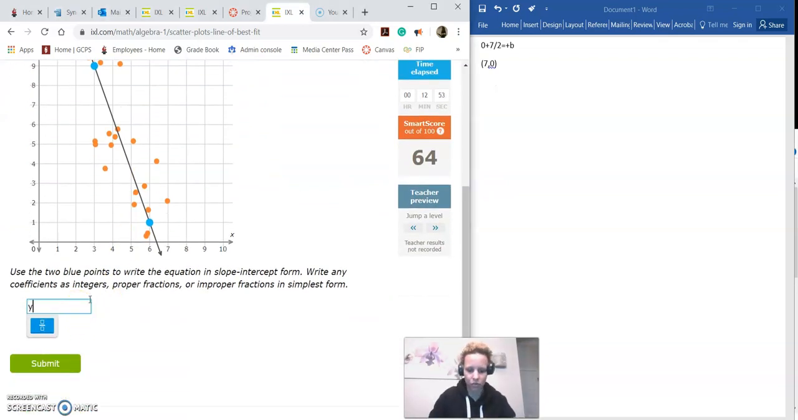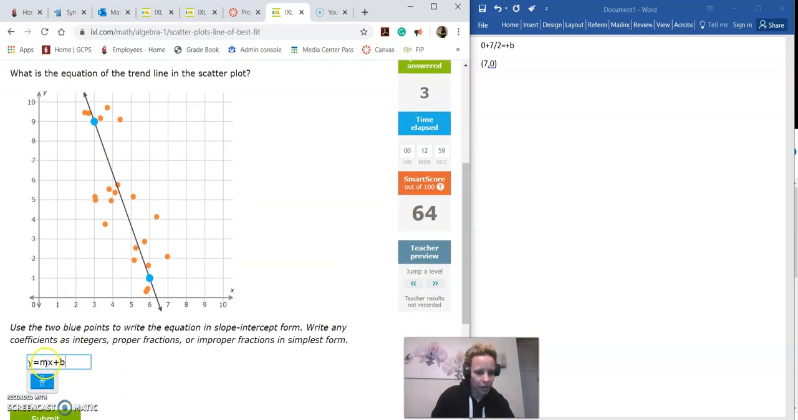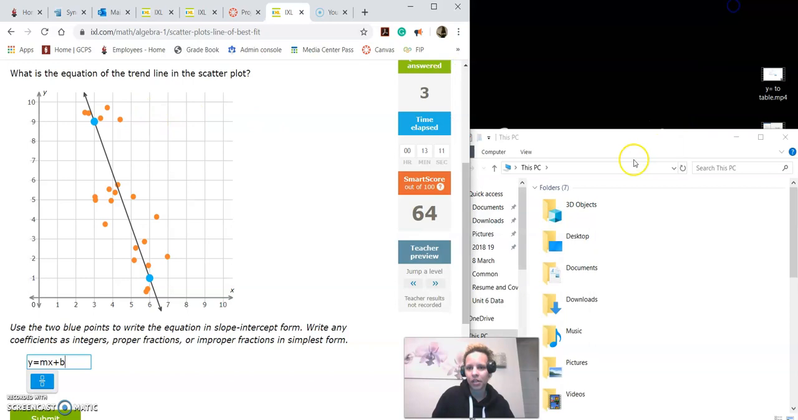So again, you start off with y equals mx plus b. All right, so find the slope. That's your m. So changing y over changing x. So rise over run. So go from the first point to the other. I'm going to rise 1, 2, 3, 4, 5, 6, 7, 8. All right, I'm rising 8.